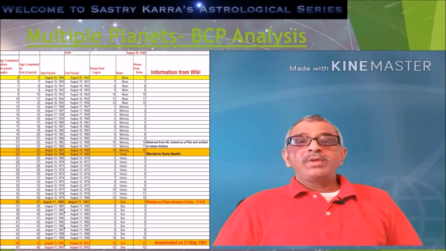Let's now look at the Bihuru Chakra Paddhati for this particular native's chart and see if, through Bihuru Chakra Paddhati, there is a way we can predict the possibility for this native to get married, or at least find out the reasons why the native could not get married until now.